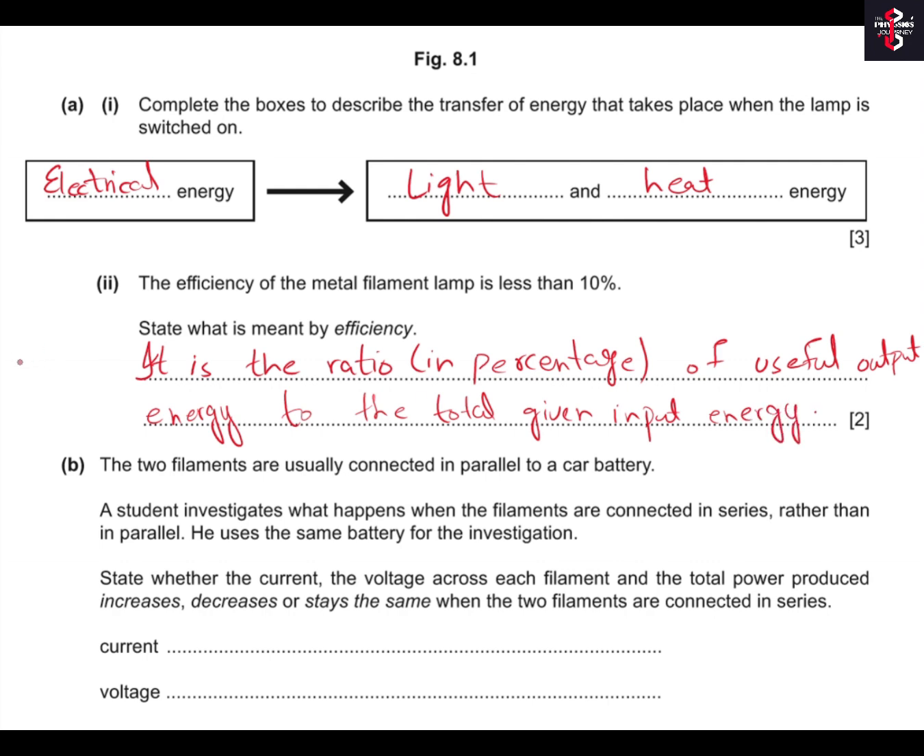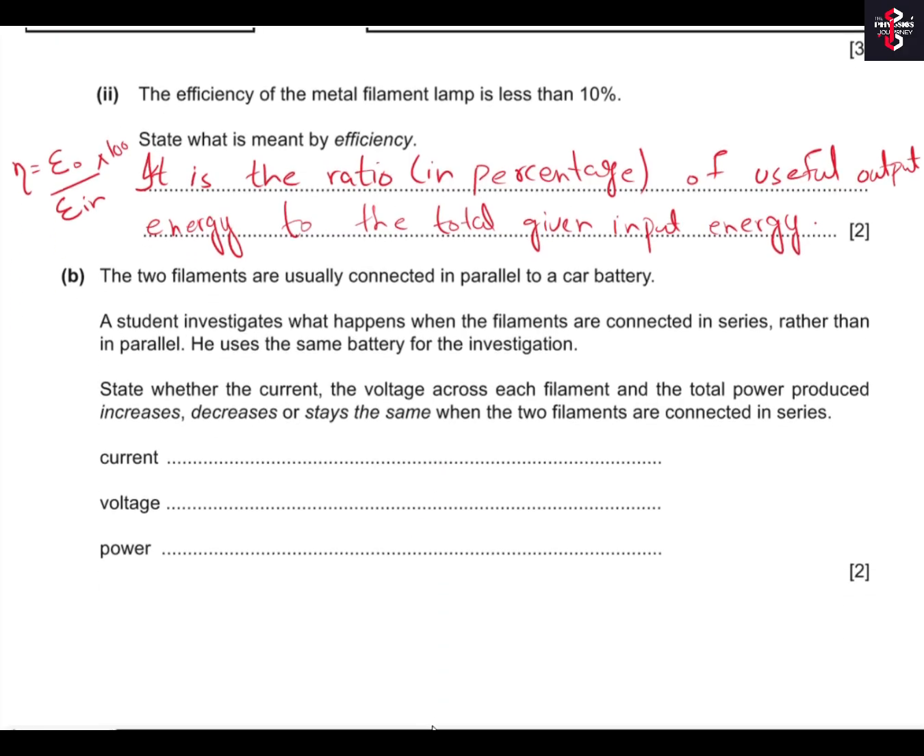Mathematically, I can also write it using this symbol for efficiency: energy in output divided by energy in input, multiplied by 100%. Multiply by 100, and I will get it in percentage form.